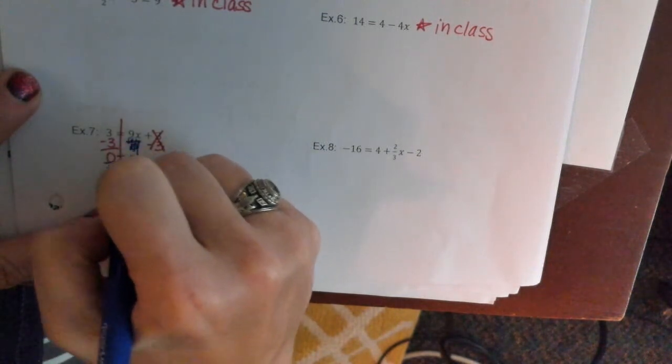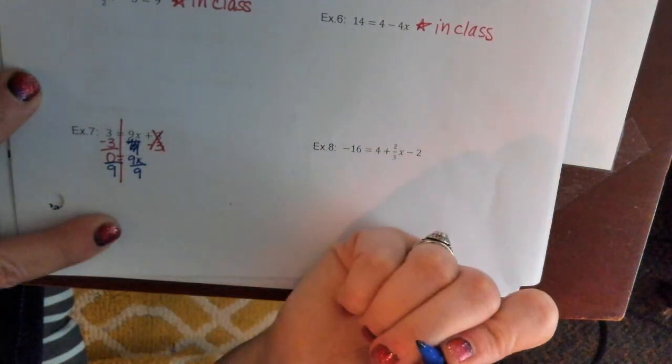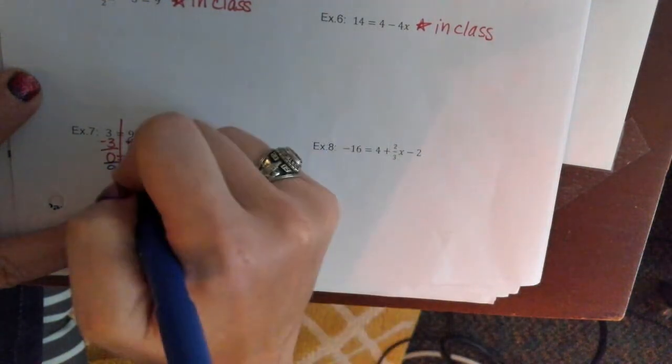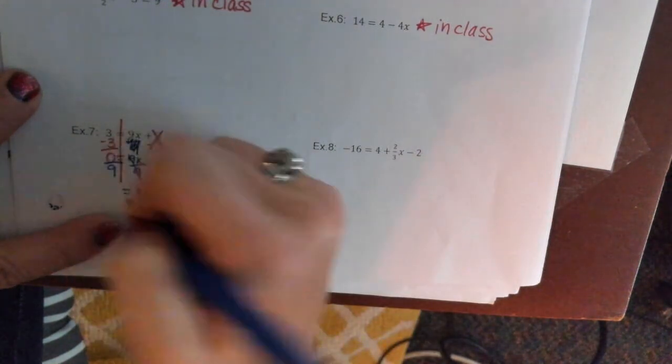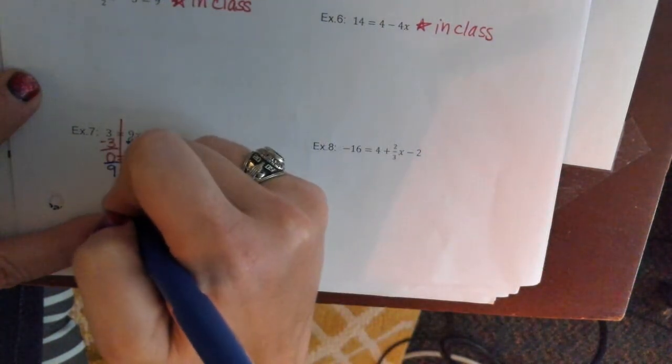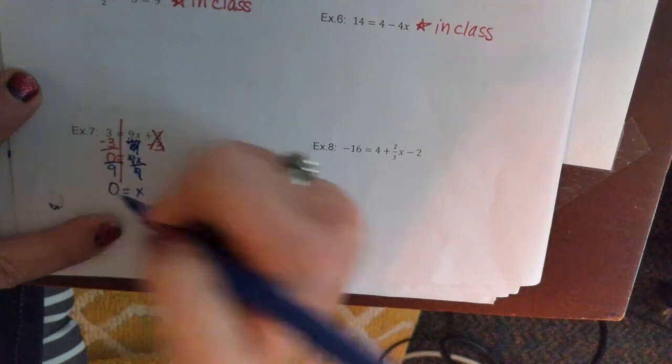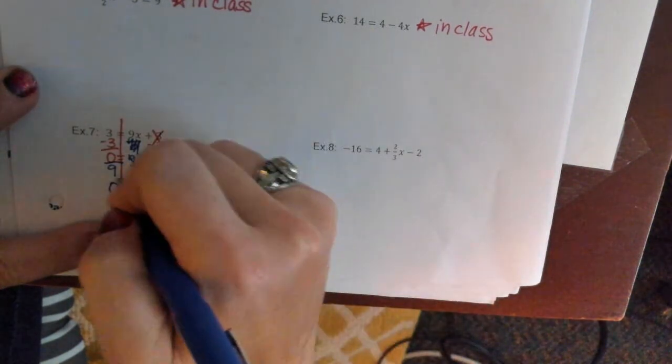Oh, no, I should have rewritten this. Okay. You divide by 9 on both sides so that this cancels out. 9 divided by 9 is just 1. You're just left with a 1x. And 0 divided by 9 is what? What's 0 divided by anything? 0. So your x is 0.